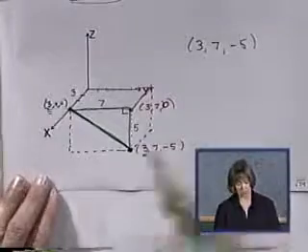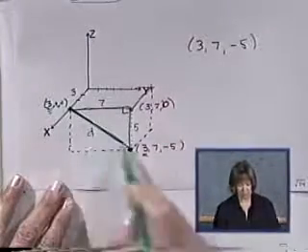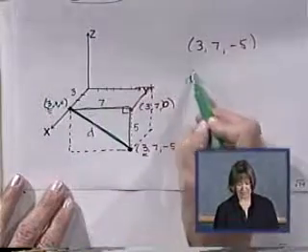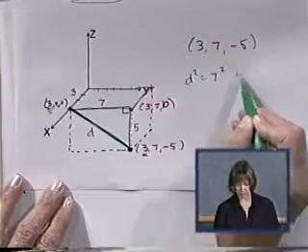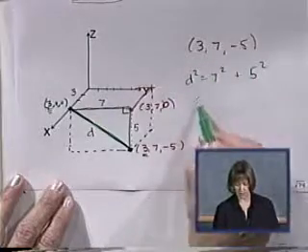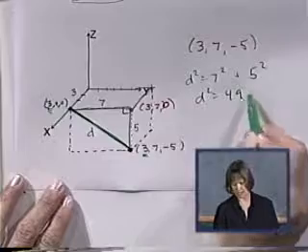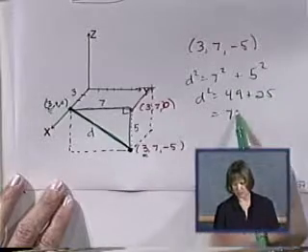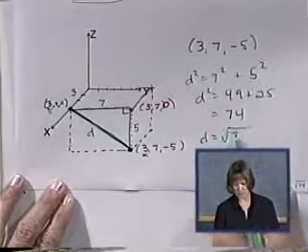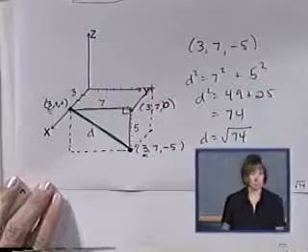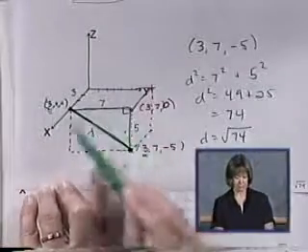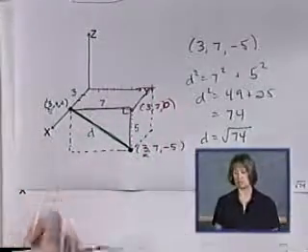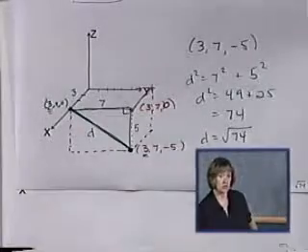Now there's two ways I could do it. I could just use the Pythagorean theorem here and say d squared is 7 squared plus 5 squared, or d squared is 49 plus 25, which is 74. So my distance is root 74. That's one quick way, because I drew my little parallelepiped, or you can think of it as a shoebox.